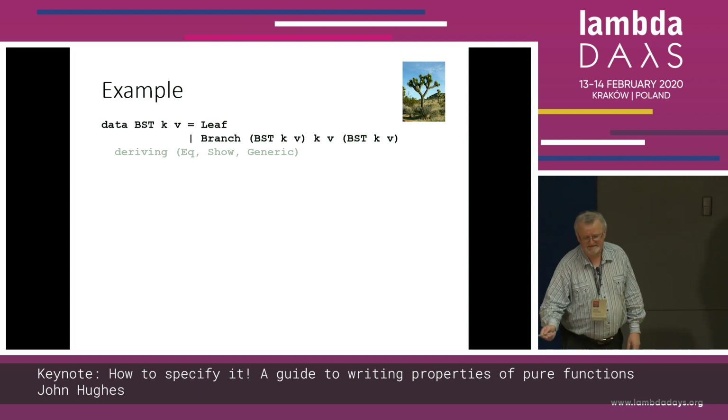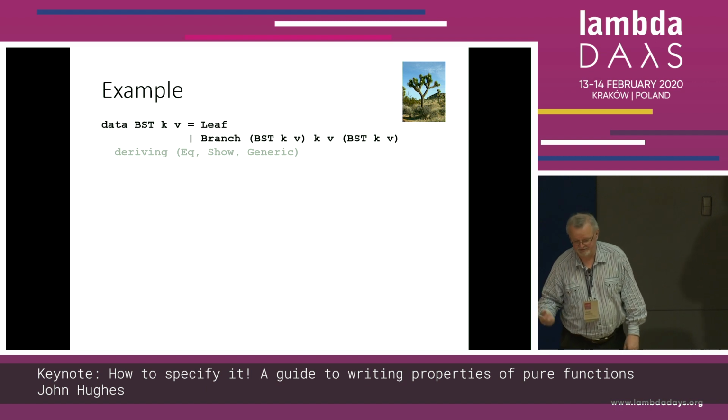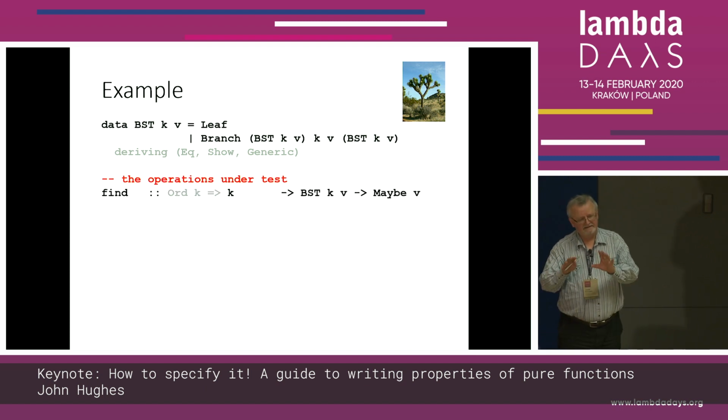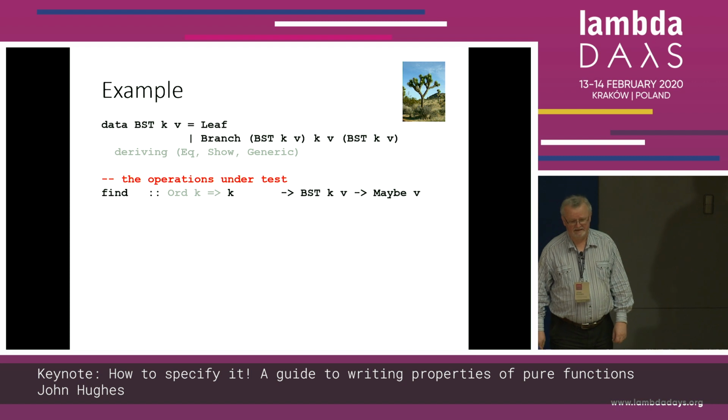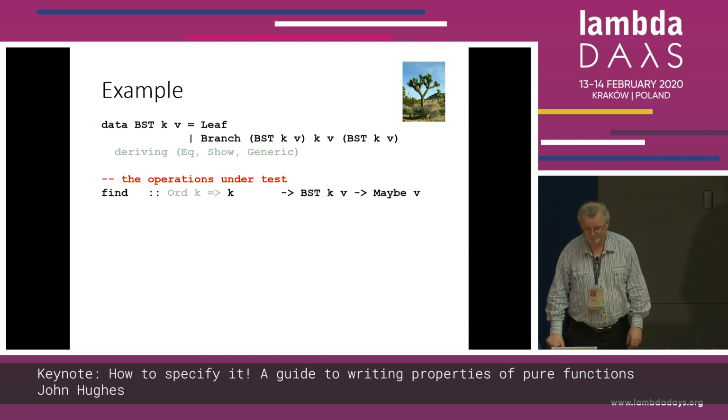On this slide, we see the definition of the Haskell data type, that a binary search tree with keys of type K and values of type V is either a leaf, representing an empty map, or a branch. And a branch node contains a left subtree, a key, a value, and a right subtree. So that's the data structure that I'm going to test. Of course, I need to test operations on the data structure. So let me show you the operations I'm going to work with.